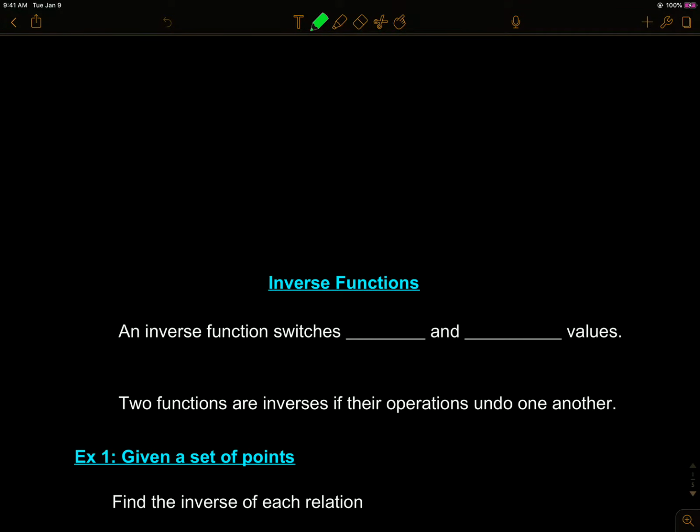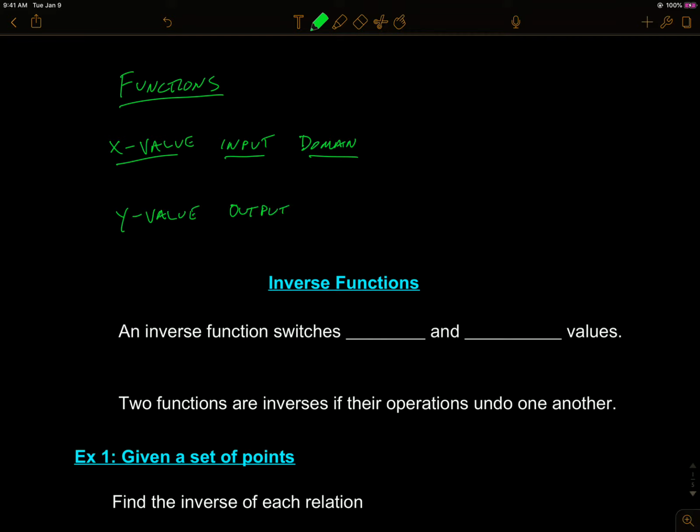Okay, before we get into what inverse functions are, a little reminder about functions. Functions, you can think of them as machines that have input and output. So we call the x coordinate or the x value our input or our domain. Those are all interchangeable words that we use. And our output is our y value. It's our output or our range.